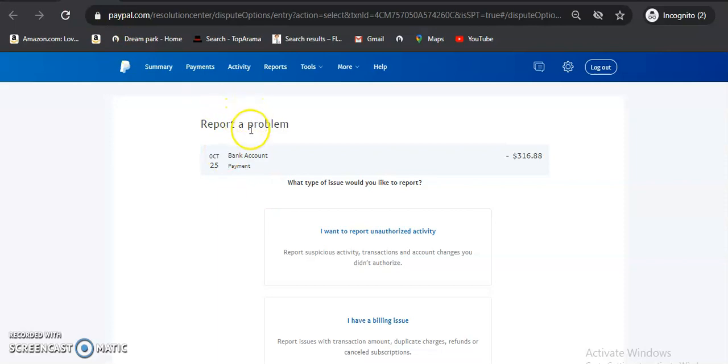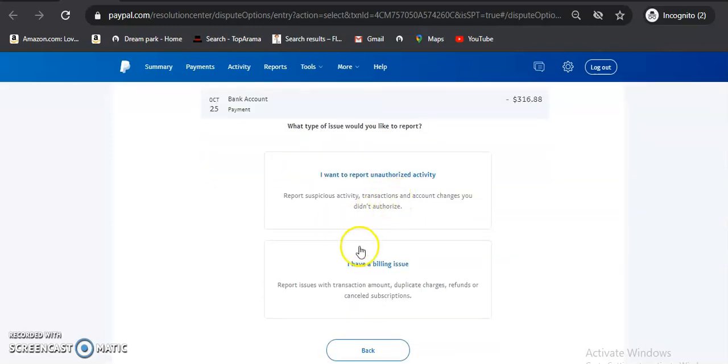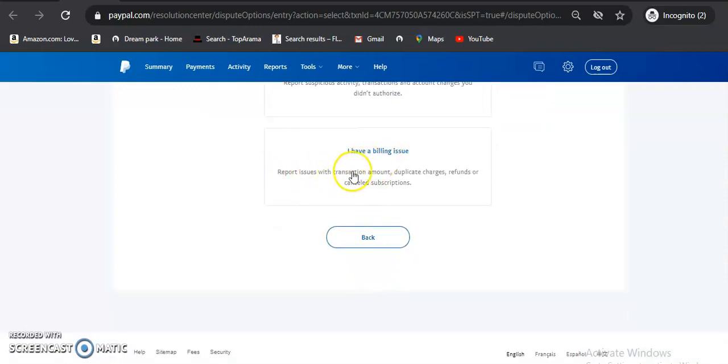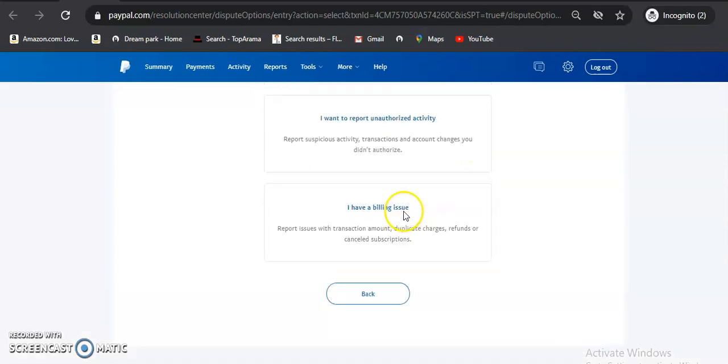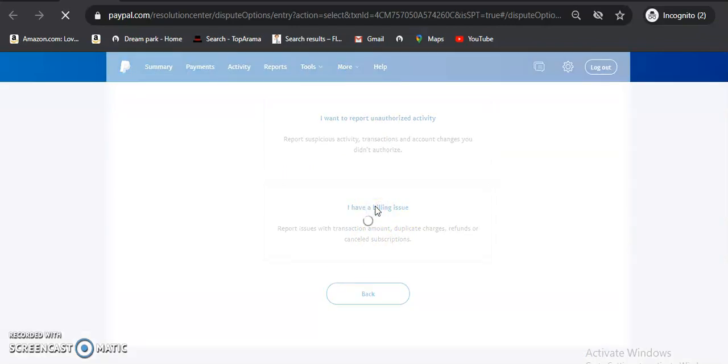Once we come to the resolution center, we come here to report a problem. It asks, what issue do you want to report? There is unauthorized activity, which is for suspicious activity or transaction charges you do not authorize. I'm the one who authorized this transaction, but to a wrong bank, so I will not pick that option. There is also billing issue: report an issue with transaction amount, dispute, refund, or canceling a subscription. This is where my problem falls in. It was a billing issue.